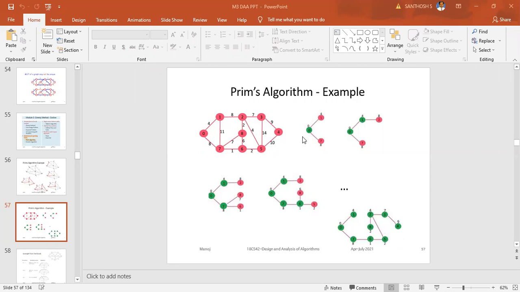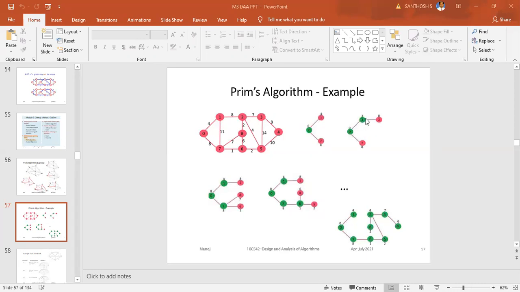Understood? See here. You are starting from node 0. From node 0, 0 to 1 it is 4, and 0 to 7 it is 8. So from 0 to 1, the weight is 4, and 0 to 7, the weight is 8. Which one are you going to consider? We are going to consider the 4. So it is traveled here.